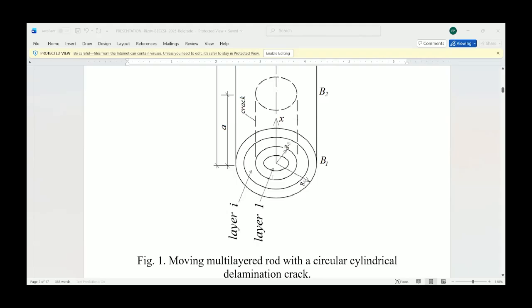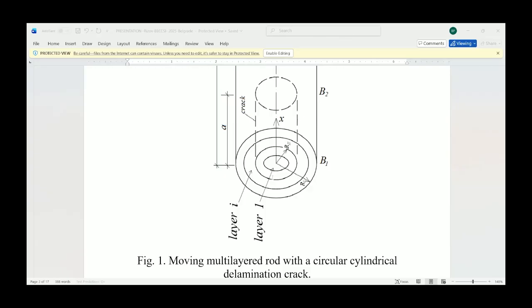This is the first figure. This paper is focused on the delamination analysis of the multilayered inhomogeneous nonlinear elastic rod moving vertically upwards. And this rod is shown in figure 1 on your screen. The rod acceleration is known. The radius of the rod cross-section is R1. The rod layers are concentric. They are inhomogeneous in both thickness and length directions.